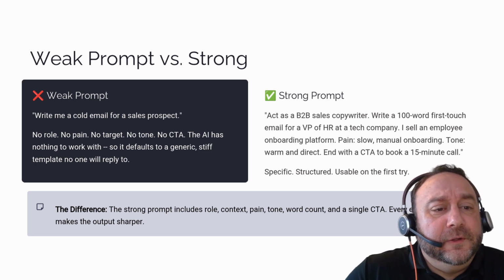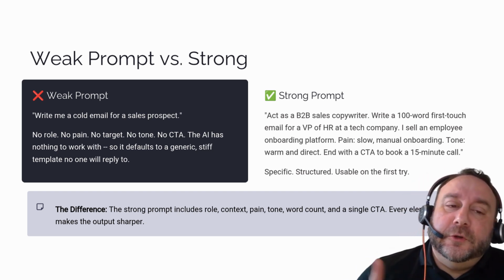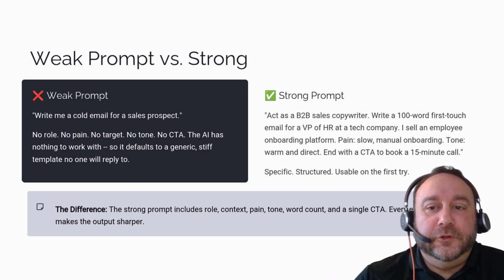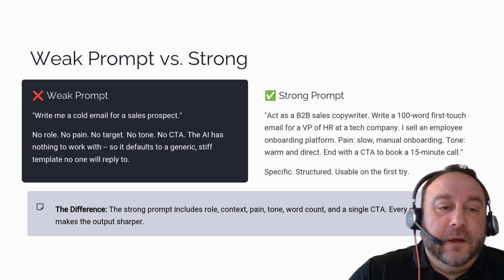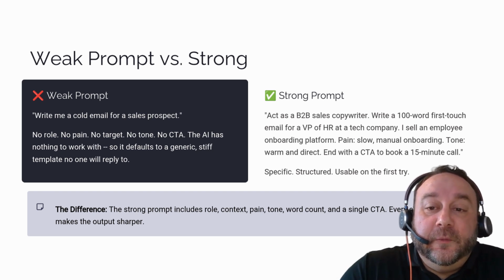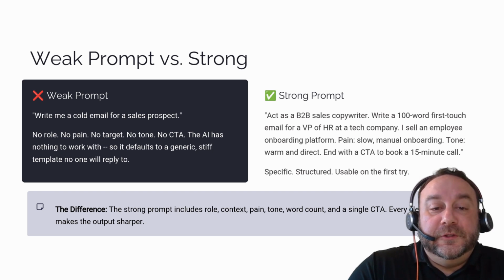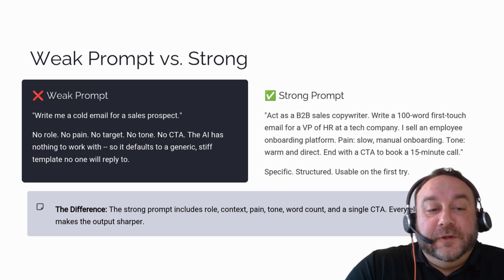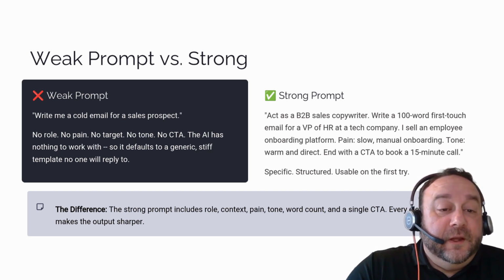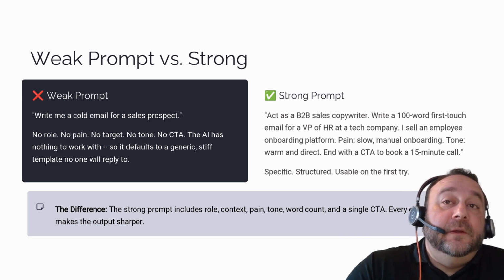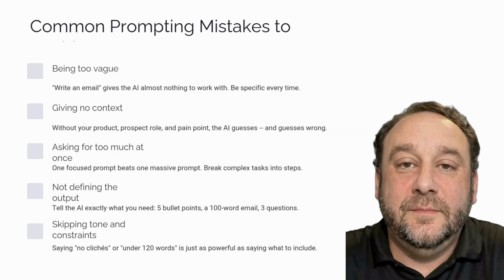A stronger prompt gives the AI enough structure to do the job properly. It tells the model who it is writing to, what you sell, what pain point you solve, what kind of tone to use, and what action you want the recipient to take. That small difference in structure often creates a huge difference in quality. Prompting well is not about being complicated, it is about being clear enough that the AI does not have to invent the important parts.